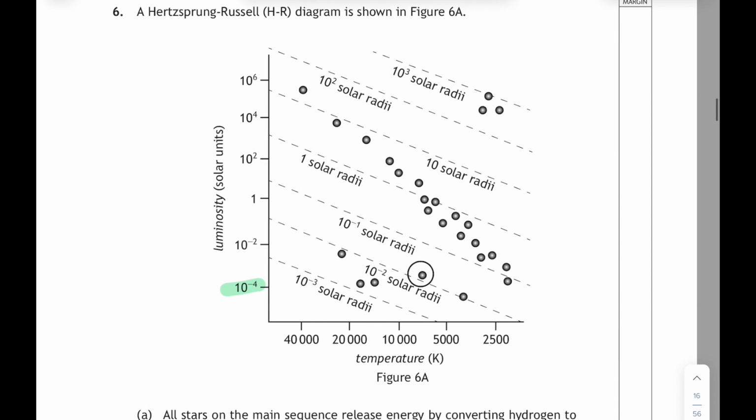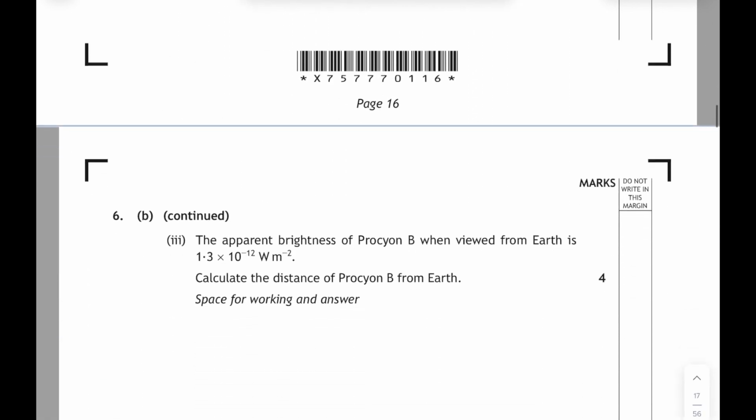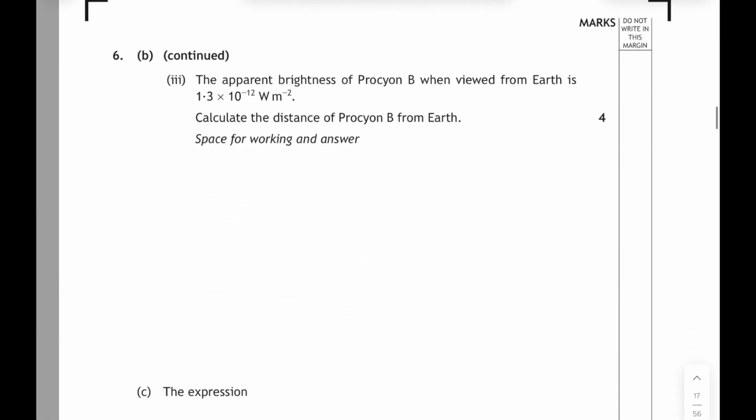Well, if it's down at the bottom of the HR diagram to the left of the main sequence, then it is a dwarf star, or a white dwarf. 6 part B part 3: the apparent brightness of Procyon B when viewed from Earth is 1.3 times 10 to the minus 12 watts per square metre. Calculate the distance of Procyon B from Earth.